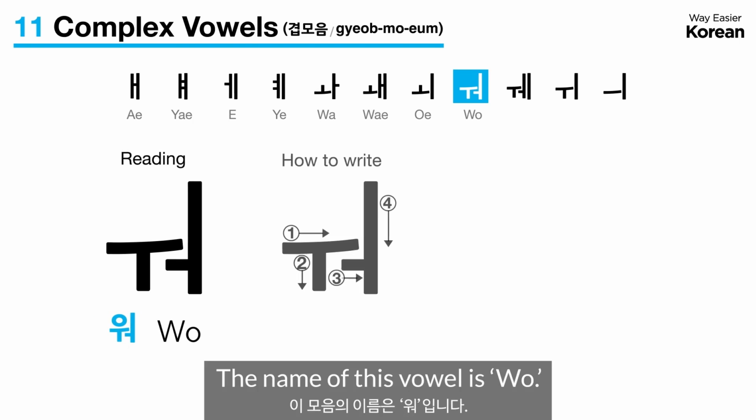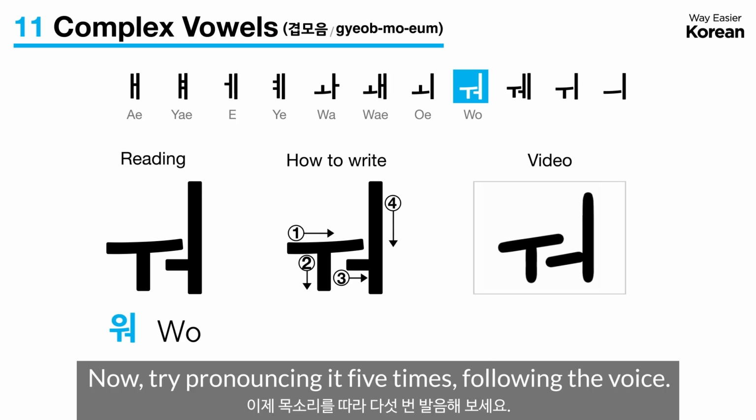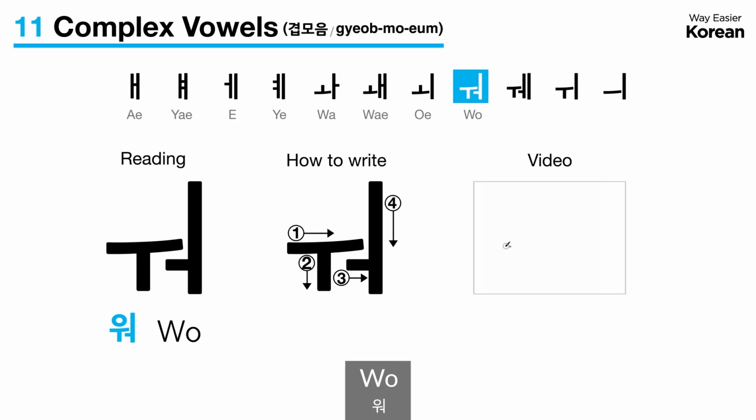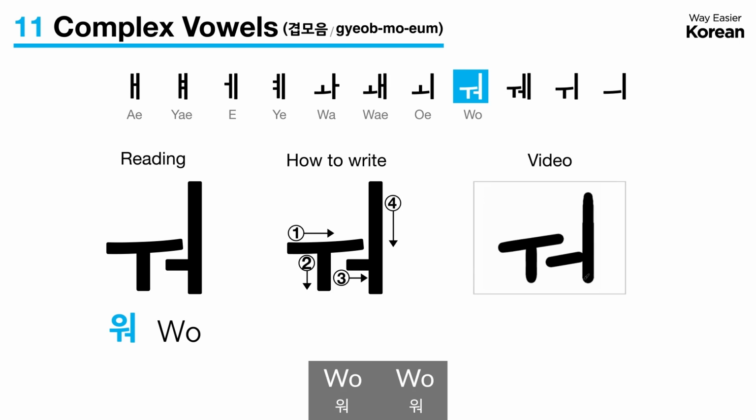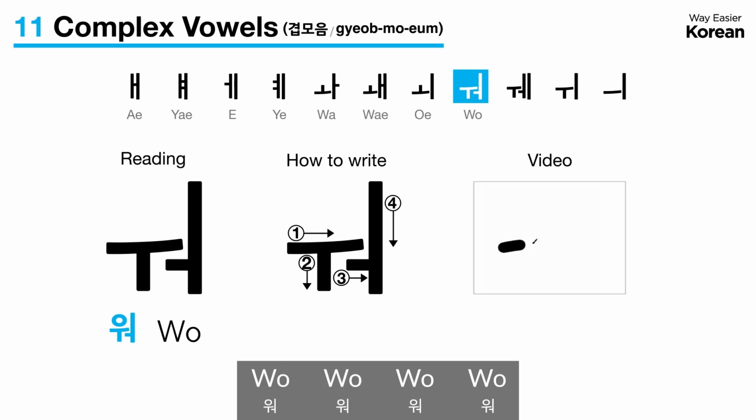The name of this vowel is 워. Now try pronouncing it 5 times, following the voice. 워, 워, 워, 워, 워.